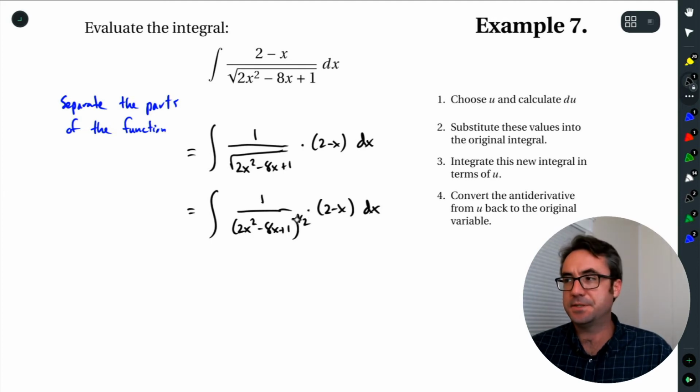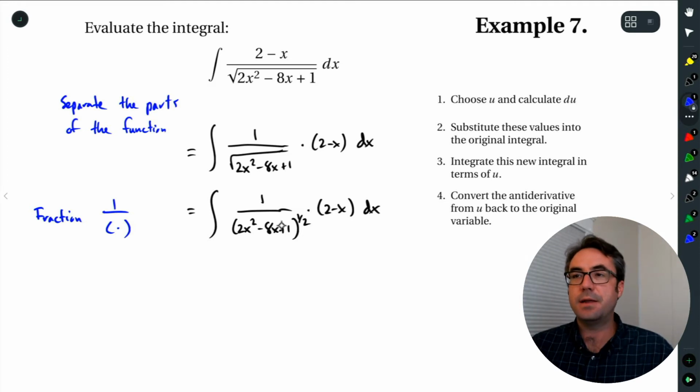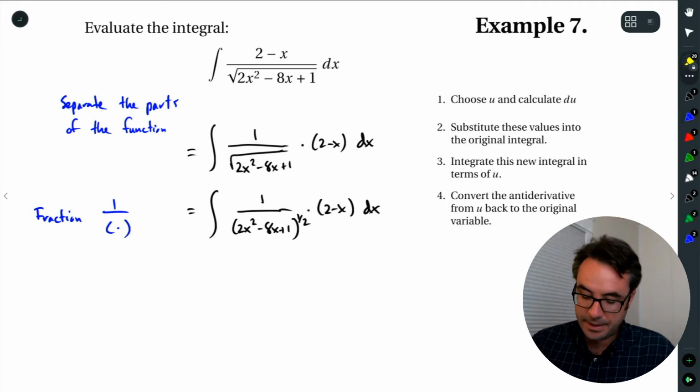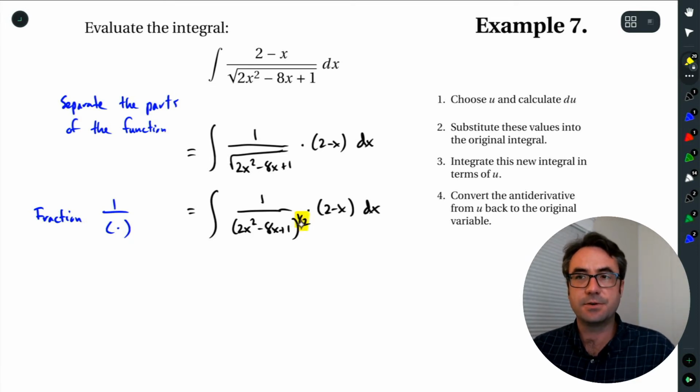And when we look at this, this does look like we have a fraction of the 1 over something form, but there is this exponent here that is being applied to the entire denominator. And so if we're going to integrate this thing, when we have raised to the power 1/2 here, that's not going to involve natural log. So it's not quite this form here. We can rewrite this with a negative exponent.